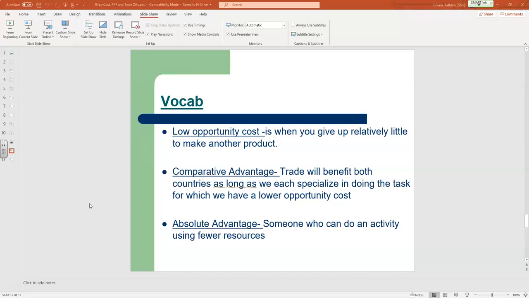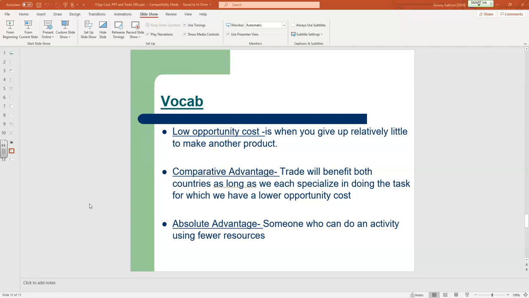Comparative advantage is just trade will benefit both countries as long as each are specializing in doing a specific task. Specializing is so important in econ. If you specialize in something, your country's doing well. And that comparative advantage was just on that last worksheet that you guys did. When you're comparing the countries, who can use the least amount of resources to make that product? Whoever that is, that means they should be the one making it.